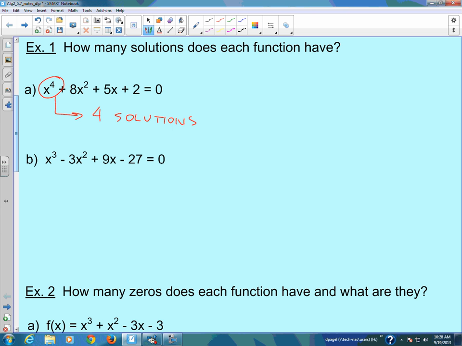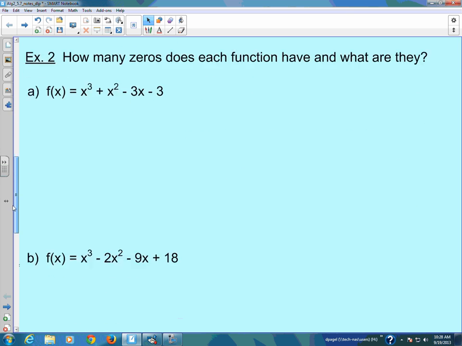And with b, again, making sure I'm in descending degree order, 3rd degree, telling me I'm going to have 3 solutions. So that's the quick way to determine the number of solutions, and that's what the corollary and the fundamental theorem are getting to. Checking out the degrees of our functions. Now, we're going to actually find out what they are.